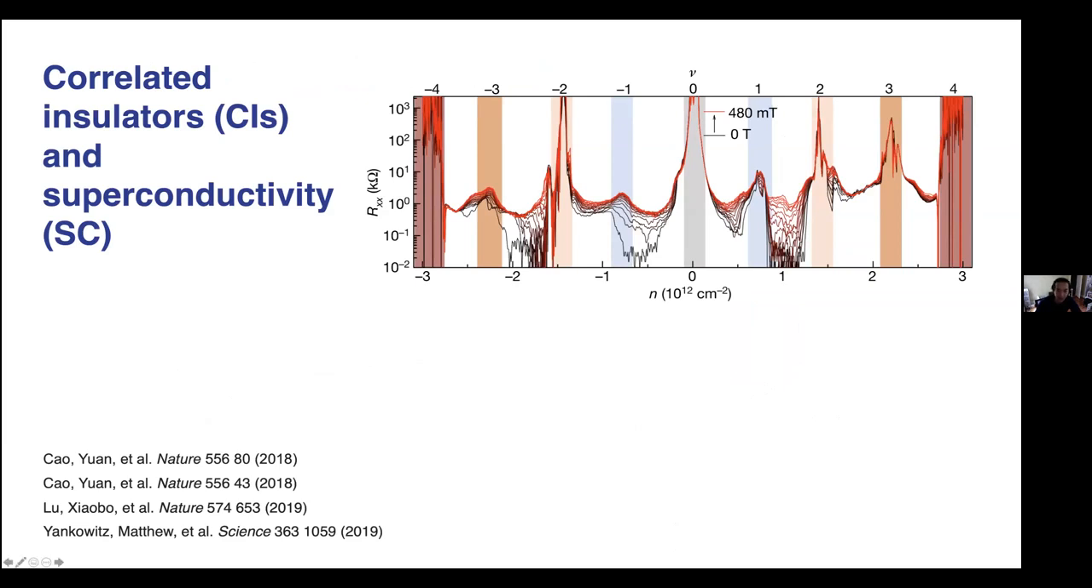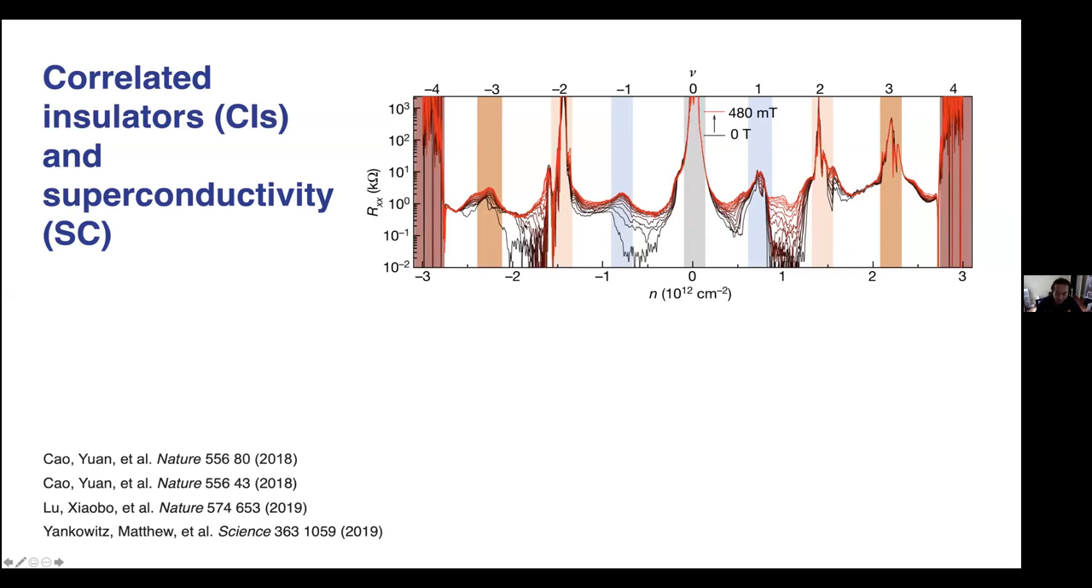This is the longitudinal resistance as a function of carrier density within the Moire flat band. At each integer number of electrons per Moire cell, you see an insulating phase emerge. Some are stronger than the other ones. And detuning from some of the insulating states, people observed a superconducting phase that emerged at low temperature.